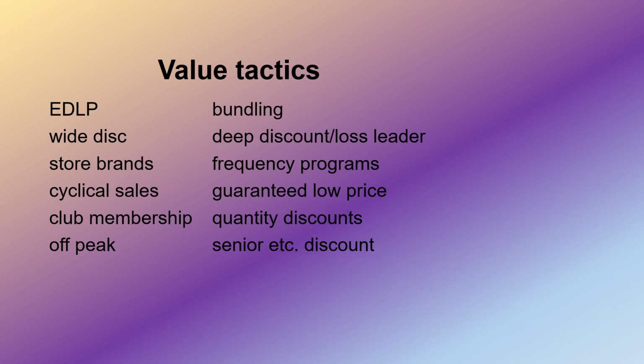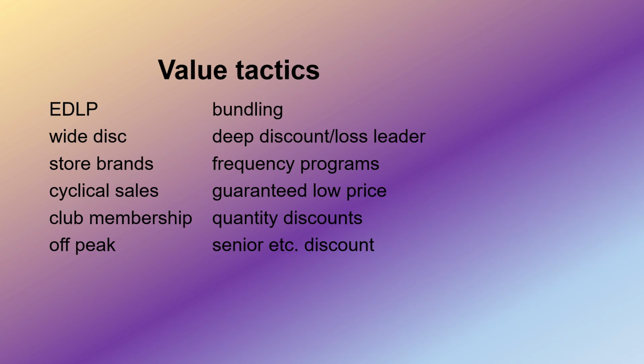Another value tactic might be to have a frequency program. Probably the easiest one for you to understand is the Big Gulp Club, where you go in and they click little notches out of your Big Gulp card, and after you buy 6 Big Gulps, you get the 7th one free. Supercuts does this for haircuts. The airlines do this with frequency programs based on miles you fly or segments that you fly.